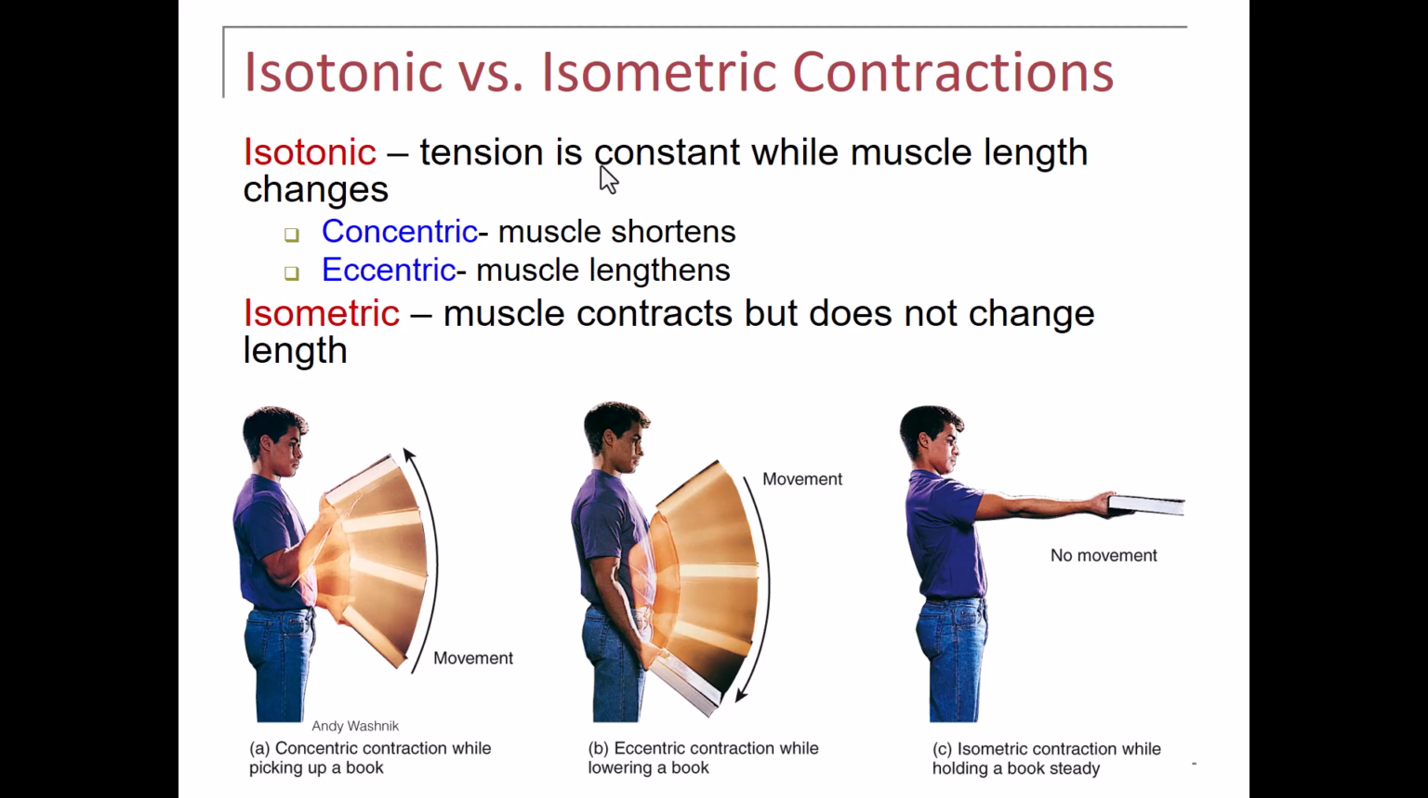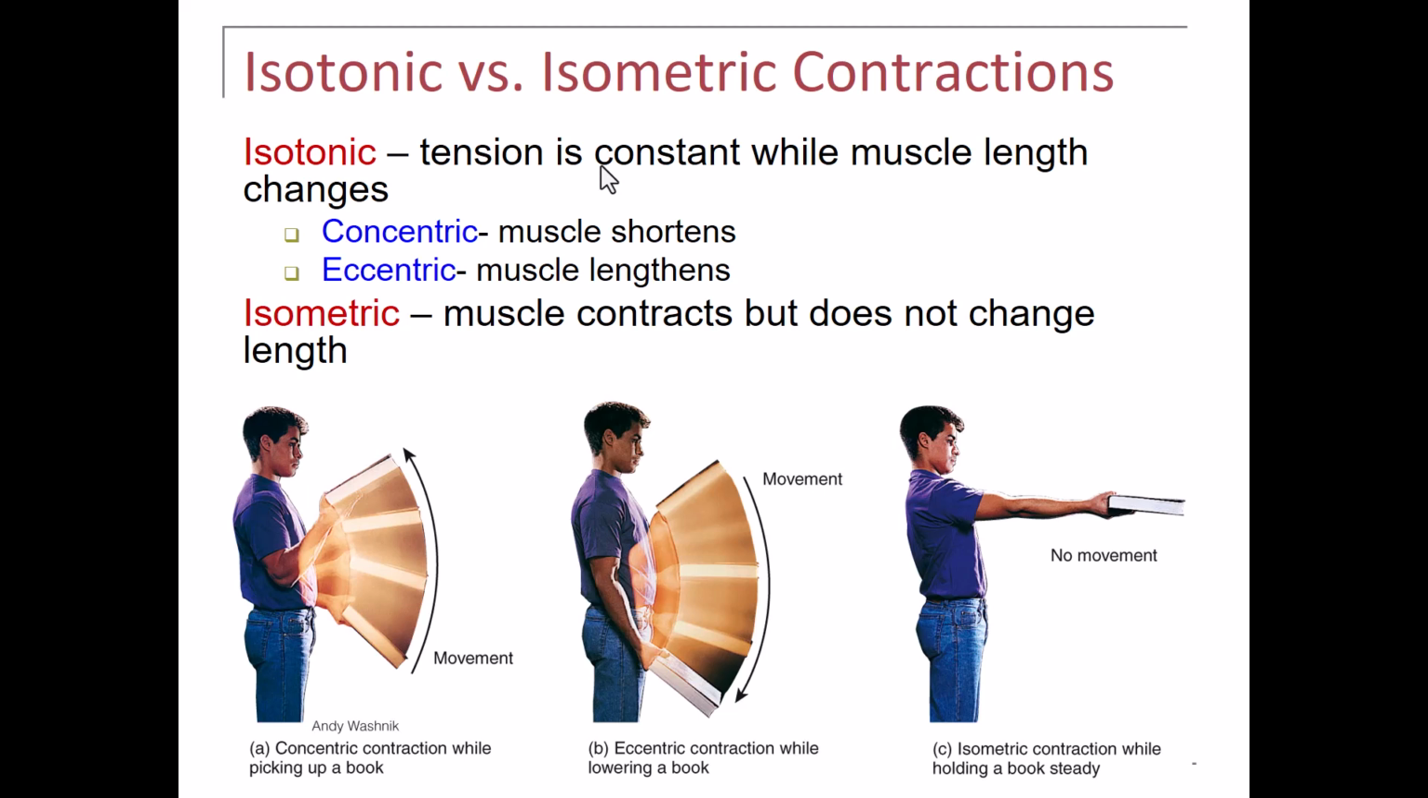Concentric means that we are shortening the muscle. So here the biceps brachii, the muscle in the front of the upper arm, is shortening as we lift the book. In that middle figure, this is also an isotonic contraction where we have tension constant while muscle length is changing, but this is eccentric. So we're lowering the book and we are lengthening that bicep muscle.